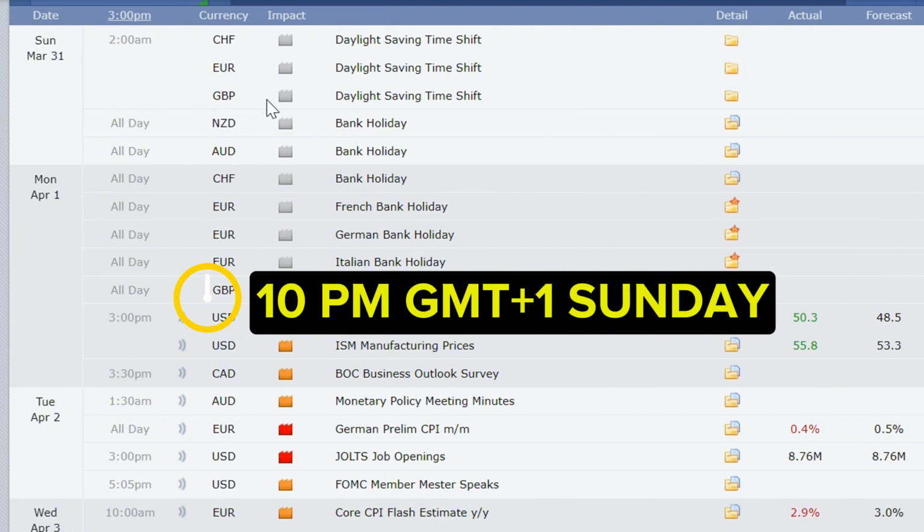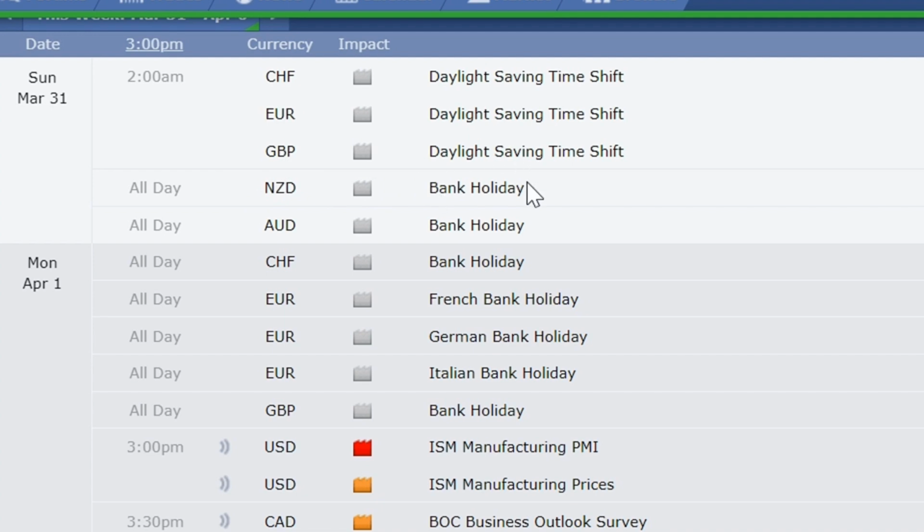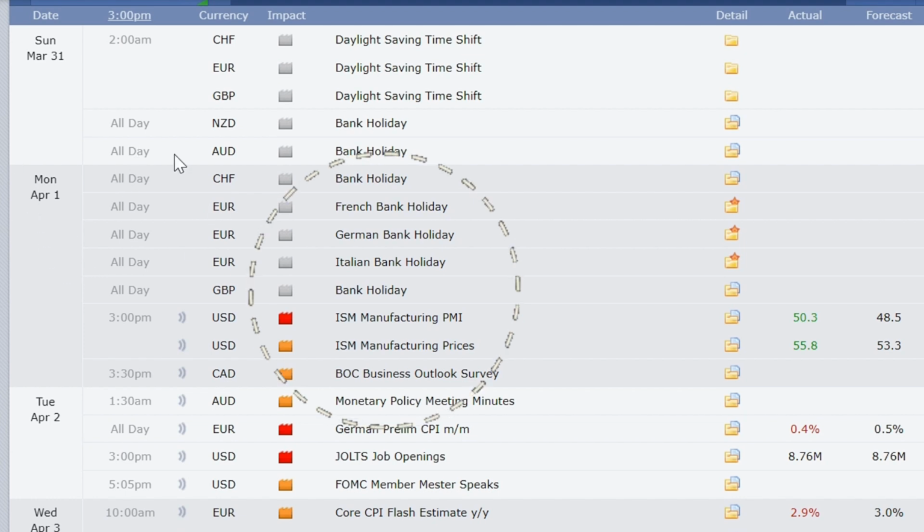On Sunday, you can see the bank holidays in the New Zealand zone and the Australian zone. Even on Monday, which is the Easter period, there were bank holidays during the Easter public holiday. There were bank holidays in all of the banks actually, but by 3 p.m. on Monday, there was news from the United States, which is ISM Manufacturing PMI.